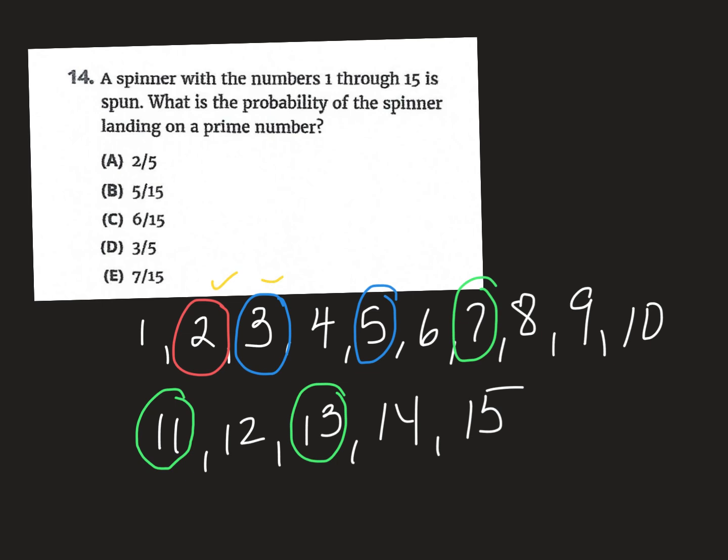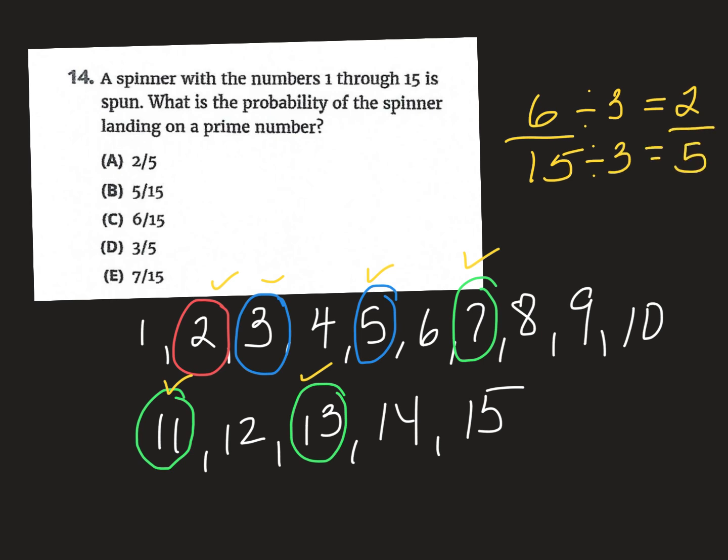1, 2, 3, 4, 5, 6. 6 out of 15. Remember, we should reduce it. So we know that 3 goes into 6 2 times, and we know that 3 goes into 15 5 times. So the answer is 2/5. Letter A.